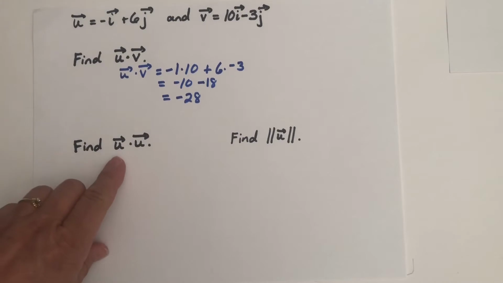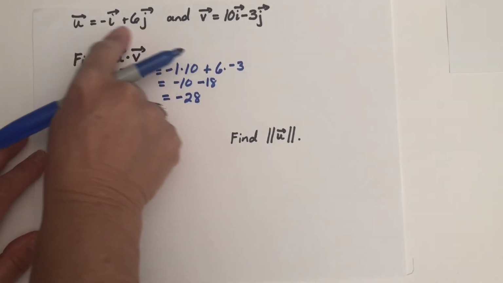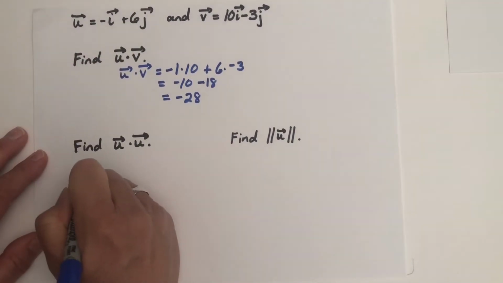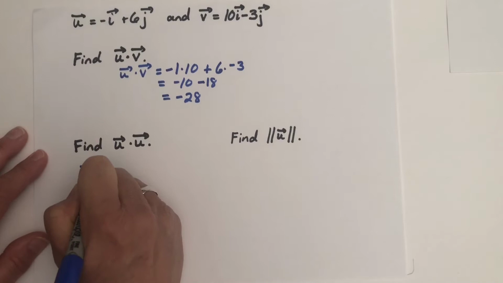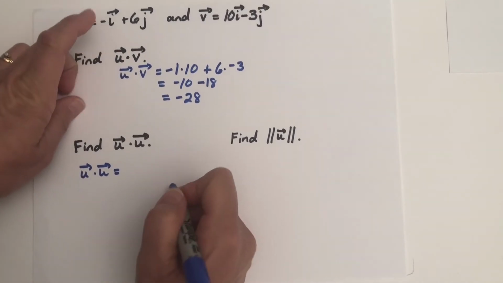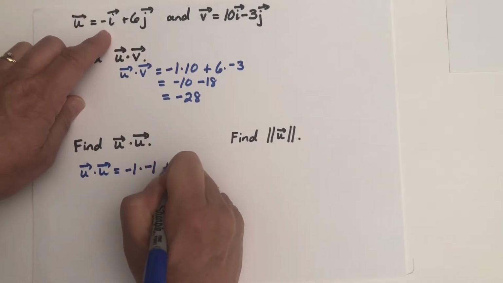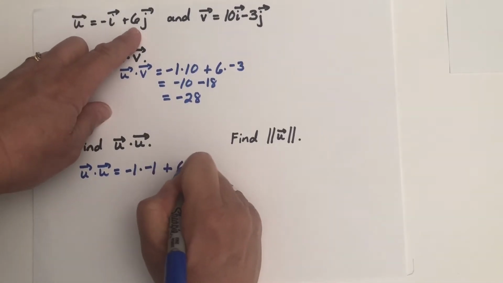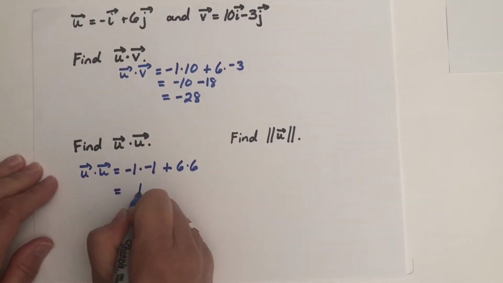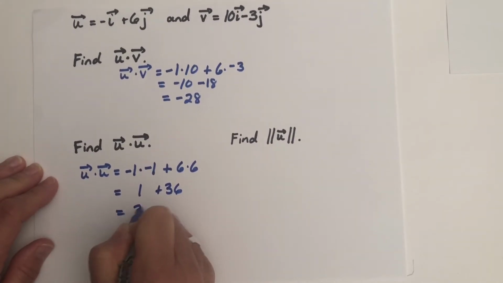Let's do this problem, u dot u. So we're using the dot product with this vector. So u dot u would equal -1 times -1 plus 6 times 6. So we'll have 1 plus 36, or 37.